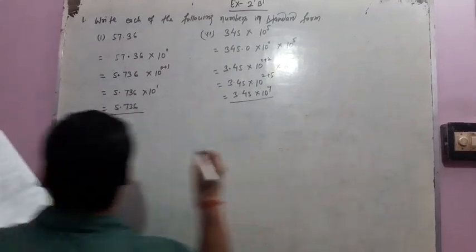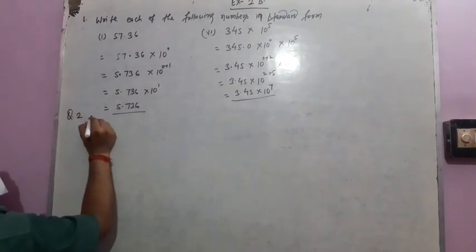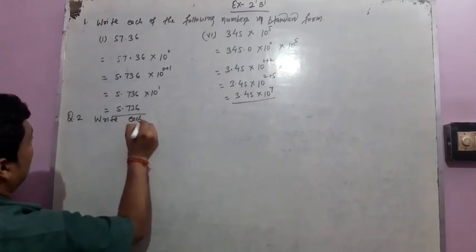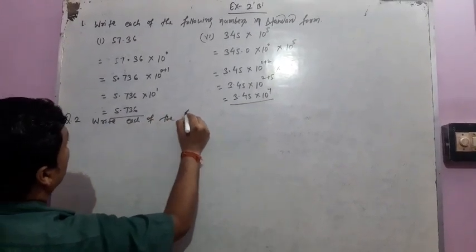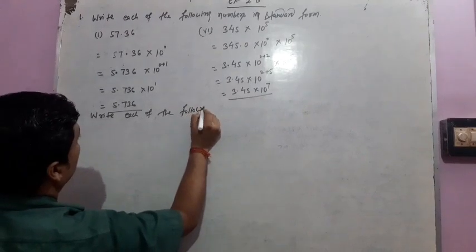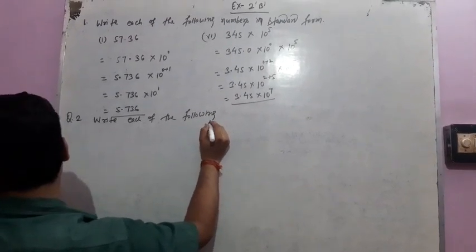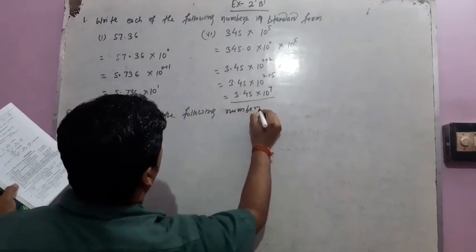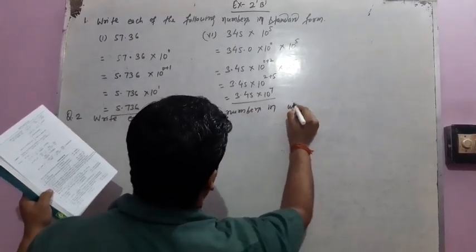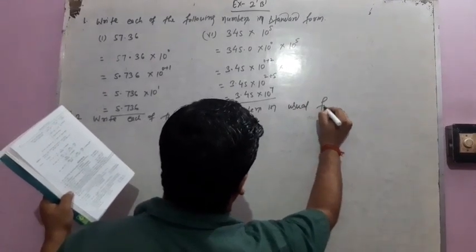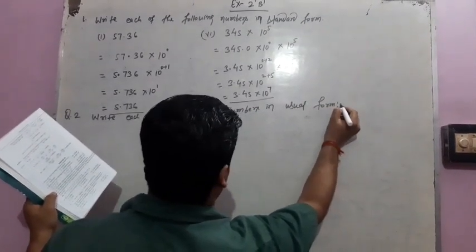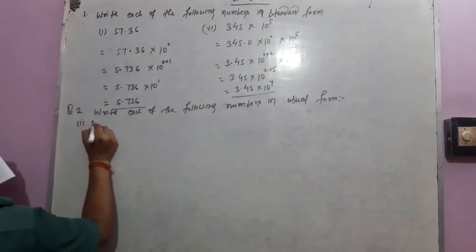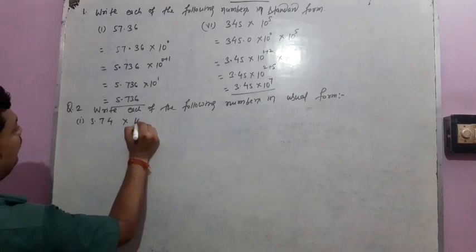In question number 2, write each of the following numbers in usual form. The first is here: 3.74 into 10 to the power 5.